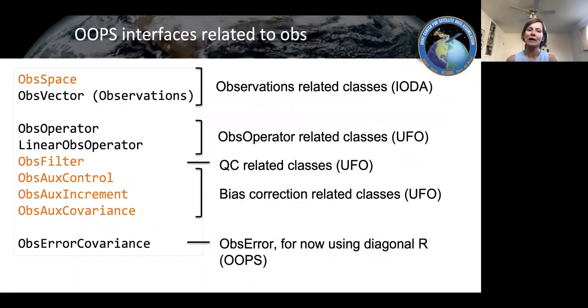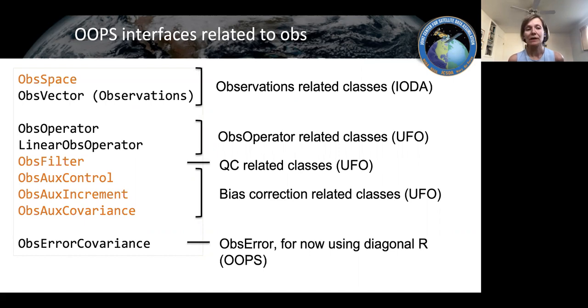Okay, so we now have more interface classes that are related to observations. There are some that I call observation-related classes. That's the ObsSpace, the thing that allows us to do I/O and access metadata, etc. And there's ObsVector, or observations, the vector in the observation space. And implementations of these classes live in the JEDI repository. So that's where you would see how they are implemented for use in JEDI.